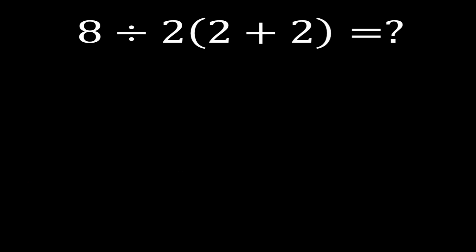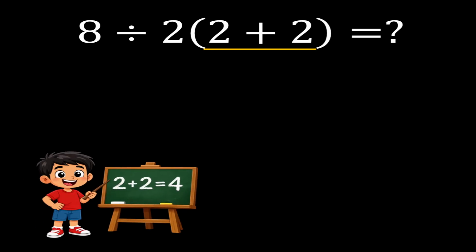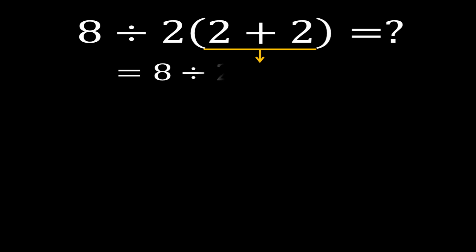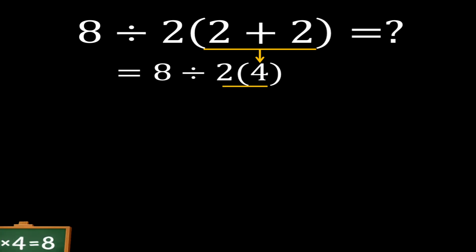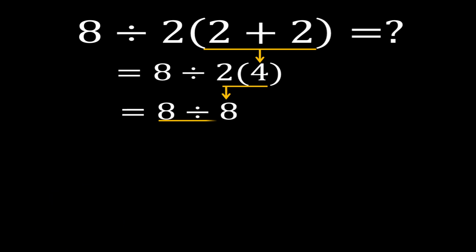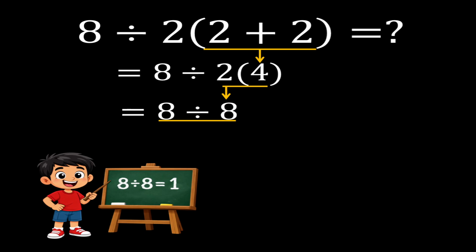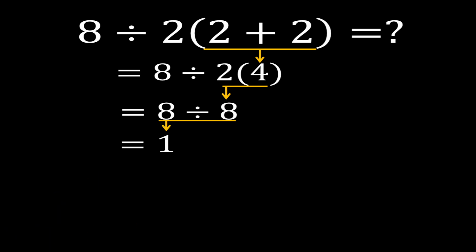Most people solve this question like 2 plus 2 is equal to 4. So 8 divided by 2 multiply 4. Now 2 multiply 4 is equal to 8. So 8 divided by 8. Now 8 divided by 8 is equal to 1. So the answer is 1.